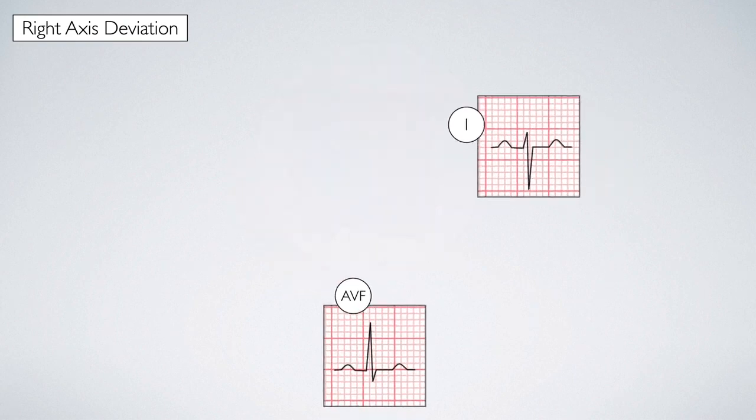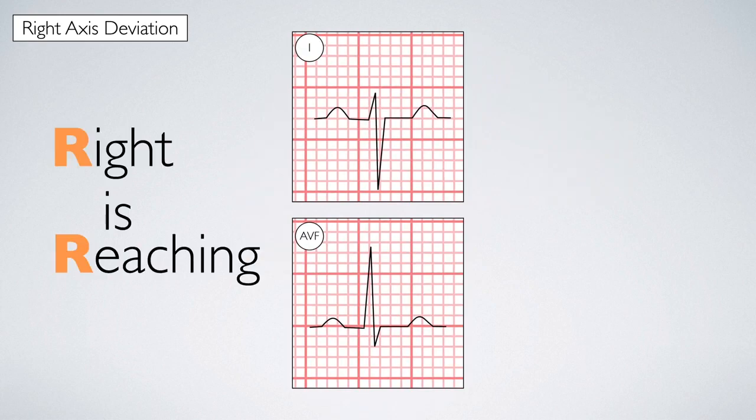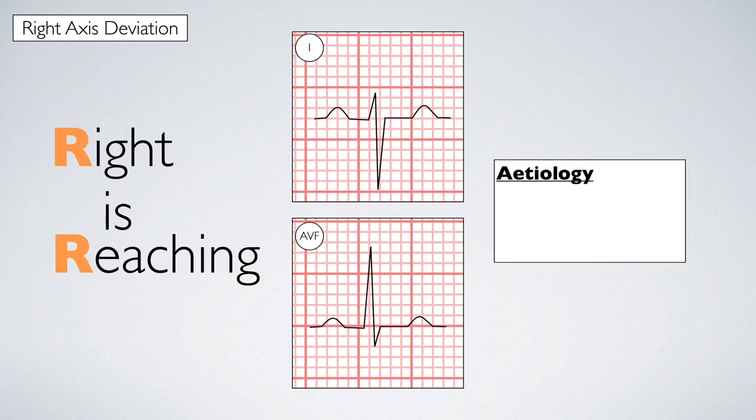To remember this pattern, just think of the phrase "right is reaching," indicating that the QRS complexes from lead 1 and AVF appear to be reaching towards one another. Right axis deviation can be caused by various factors. It can be a normal variant seen in neonates, but it can be also caused by pathological processes such as right ventricular hypertrophy or cor pulmonale.